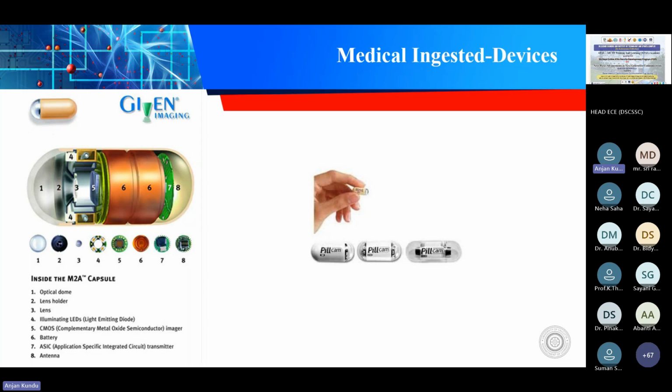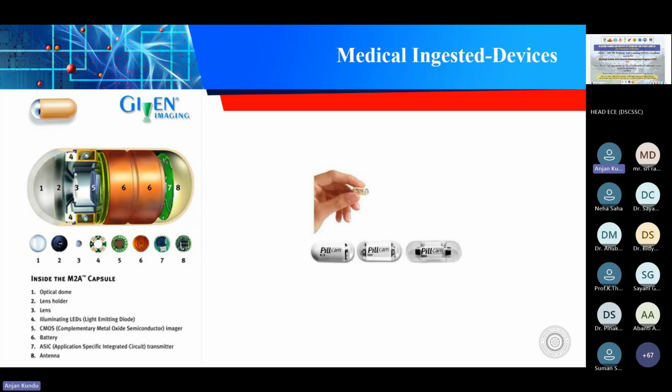After 6 hours, visit your doctor and hand over the device to the doctor. The doctor will have the entire picture of your digestive system. So this is known as capsule endoscopy. It is very costly now.